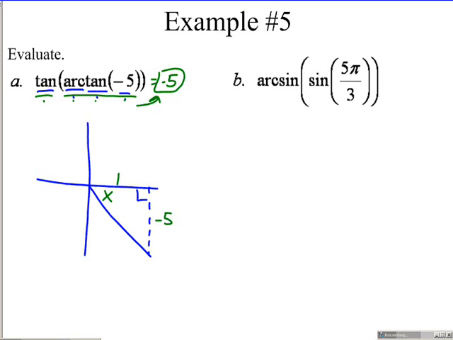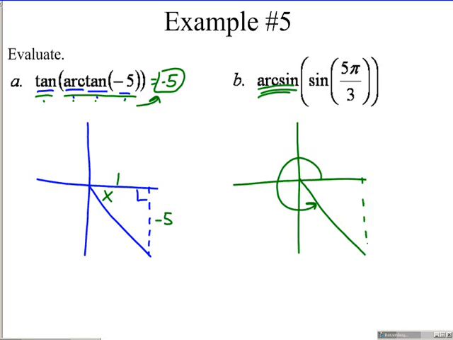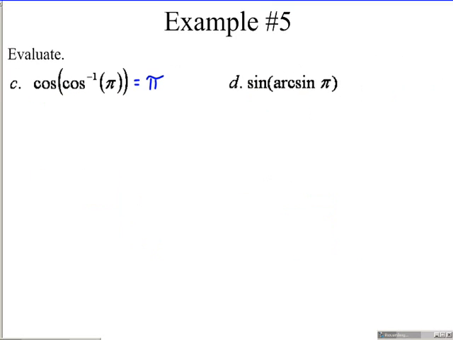Letter B. Here you have to be a little more careful, because remember, arc sine is only defined over certain values. So you can't just cancel these out and say 5 pi over 3, because arc sine isn't defined at 5 pi over 3. If I rotate 5 pi over 3, that takes us into quadrant 4, and this reference angle is pi over 3. So basically all we need to do is rename this angle. Instead of calling it 5 pi over 3, we can call it negative pi over 3, and that is in the interval in which arc sine is defined.